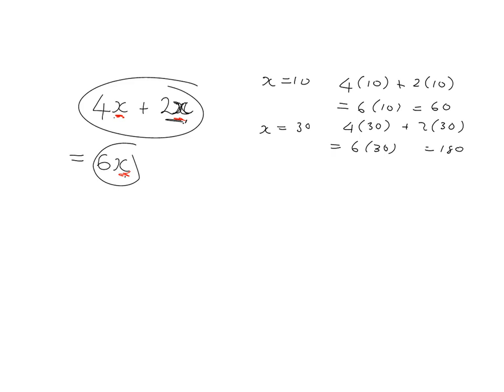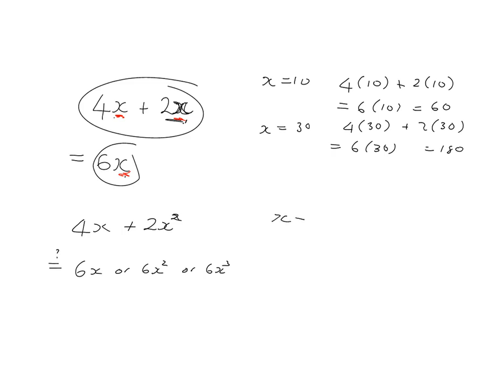Let's have a look at something slightly different. What about 4x and 2x squared? Let me write that squared nicely, 2x squared. Can we do something clever to combine these two? Could we say that this is equal to 6x, or perhaps even 6x squared, or perhaps even 6x cubed? Well, let's have a look at what's going on here by having a look at some numbers.